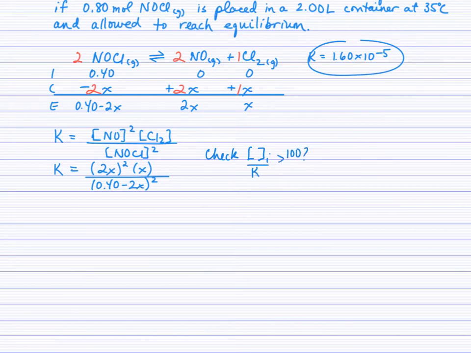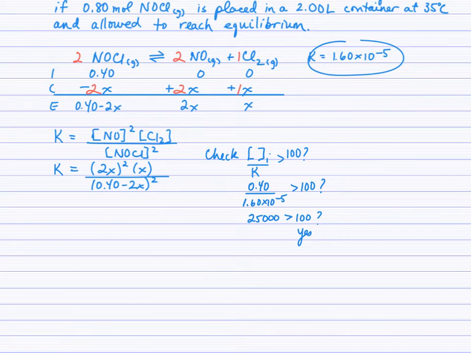That's what you're checking for. So the initial concentration in this binomial here is 0.40. You can see it came from the I row right here. So we check to see if 0.40 divided by that k value of 1.60 times 10 to the negative 5, we check to see if that is greater than 100. So go ahead and punch that into your calculator and see. So hopefully you see that that value is 25,000, and that indeed is greater than 100.